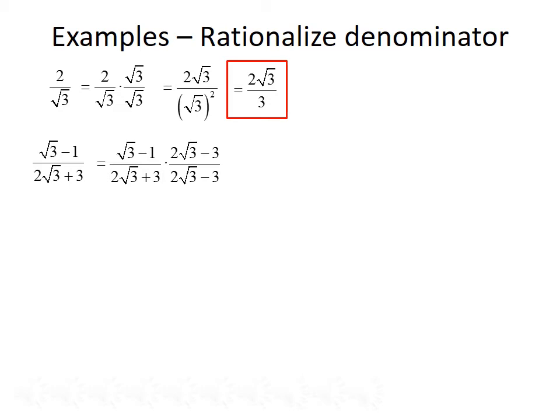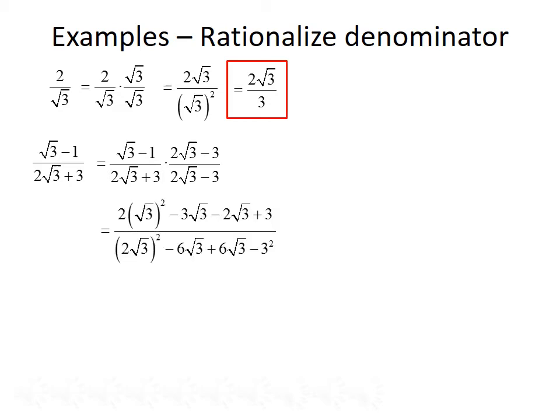Again, when we do multiplication, we just multiply across with the numerator and with the denominator. Since these are binomials, we can use the FOIL method for both of those. So our numerator becomes 2 times the square root of 3 squared minus 3 times the square root of 3 minus 2 times the square root of 3 plus 3. And our denominator becomes 2 times the square root of 3 quantity squared minus 6 times the square root of 3 plus 6 times the square root of 3 minus 3 squared.